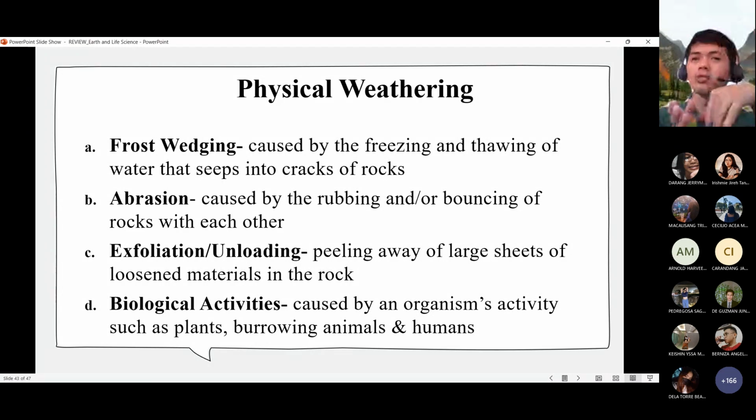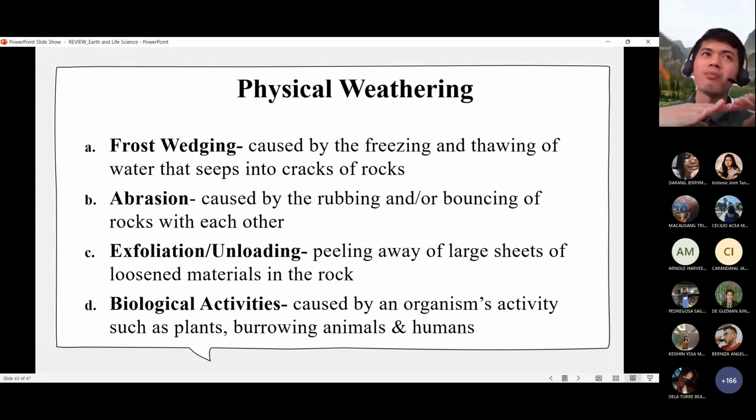Whenever it precipitates, the crack of those rocks gets filled with water. Then since it is cold, it freezes, of course. Then as time passes, since our weather changes, it melts. So what happens to our rocks is that the distance between the rocks with the crack is, uh, what do you call this one?